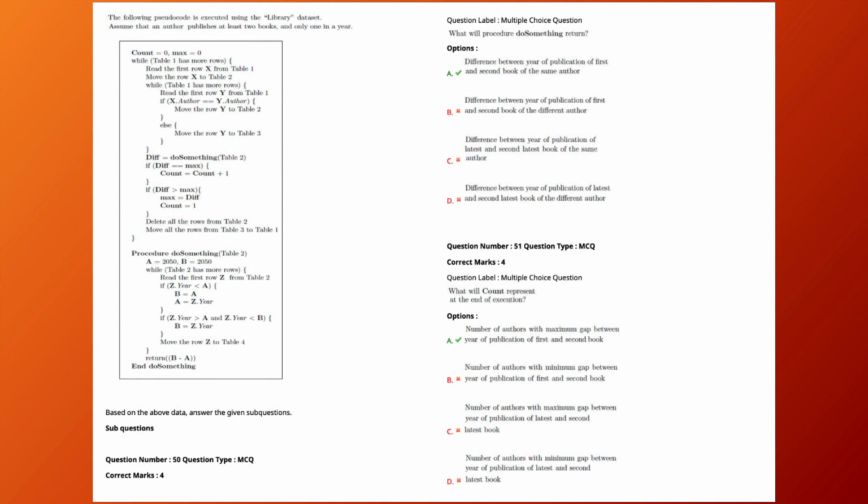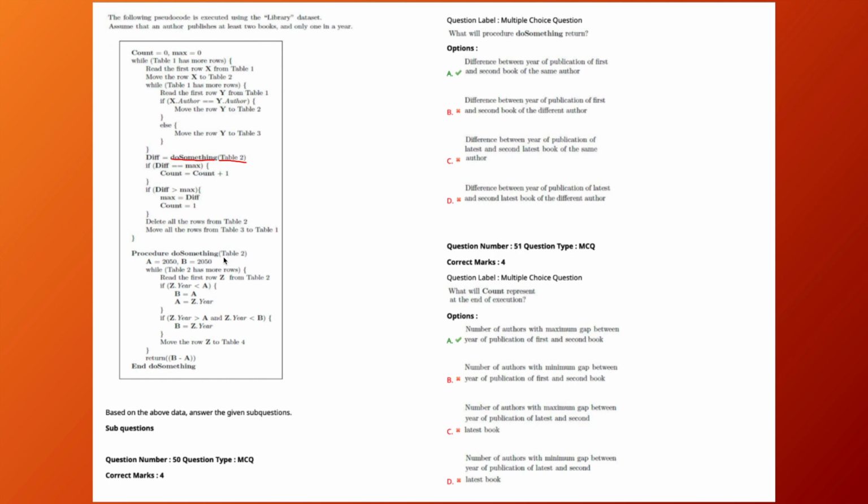If we do not find 2 books with the same authors, we move all those rows with different authors to table 3. Then we have this variable called diff, and it is assigned the return value of a procedure called do something, which takes as its parameter table 2, as we can see from here. So before moving forward, we need to know what the return value of do something is. For that, we need to go through this procedure.